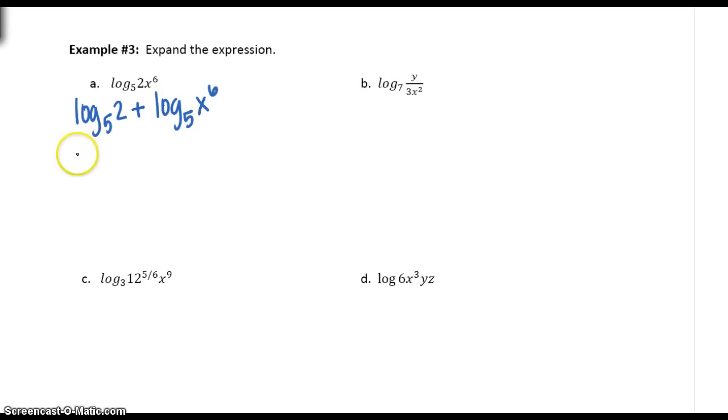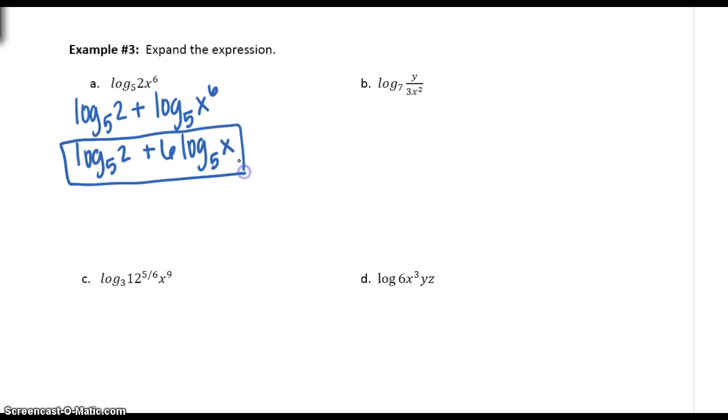Now you can pull that 6 down. So log base 5 of 2 plus 6 log base 5 of x. There's nothing else you can do here. You're all good. It's expanded out. It's as far as it can go. Okay? Let's look at B.